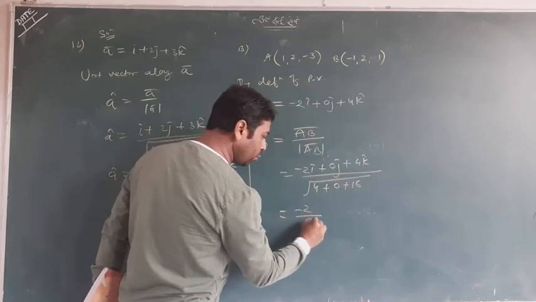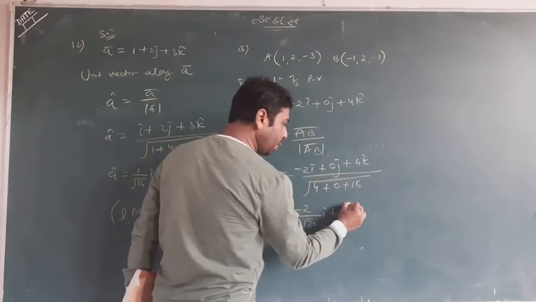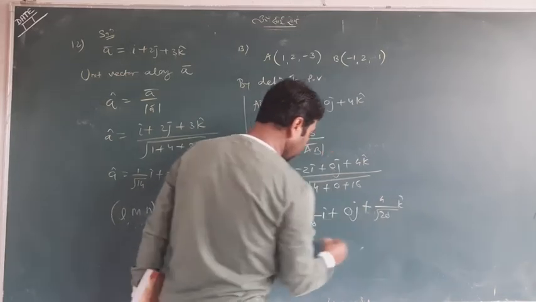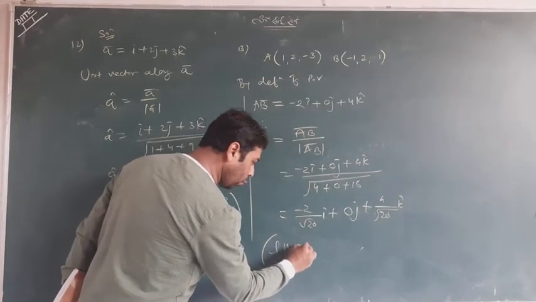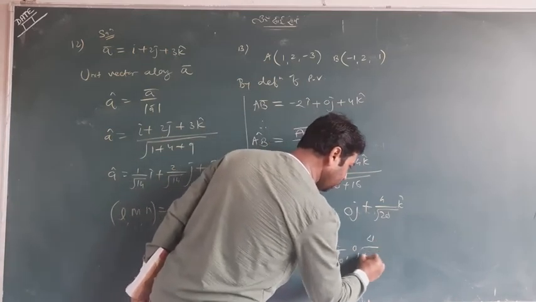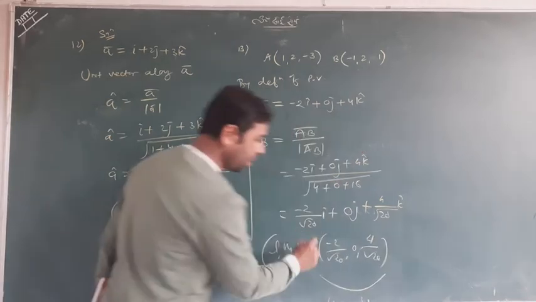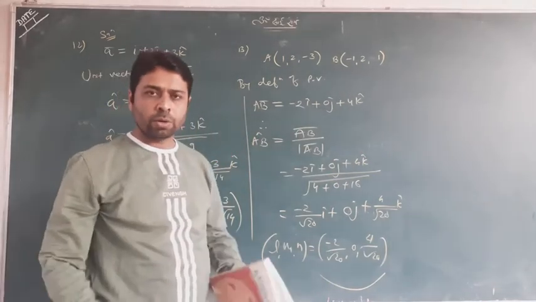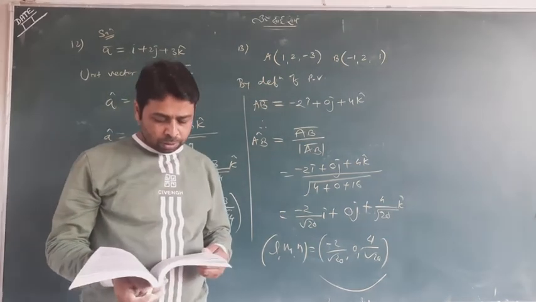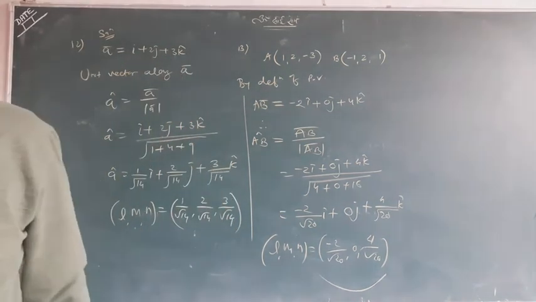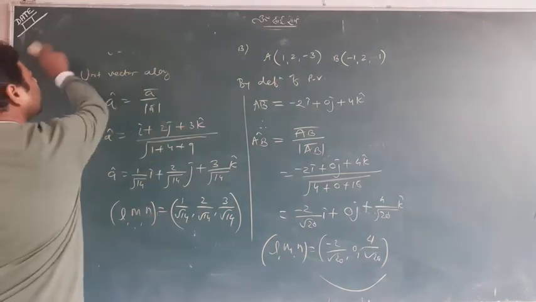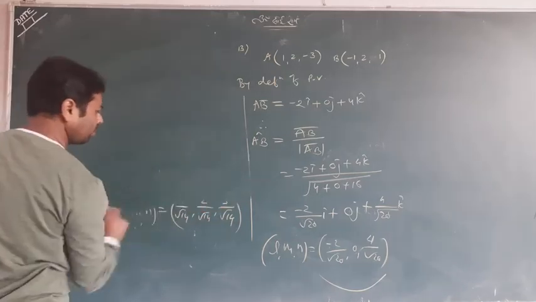So minus 2 by root 20 i, 0 upon root 20, and 4 upon root 20 k, like that. So these are l, m and n. Minus 2 by root 20, 0 and 4 by root 20 are the l, m and n of the vector. So these are the direction cosines we can find. Question number 14, I will speak about that. Let me put up the board.